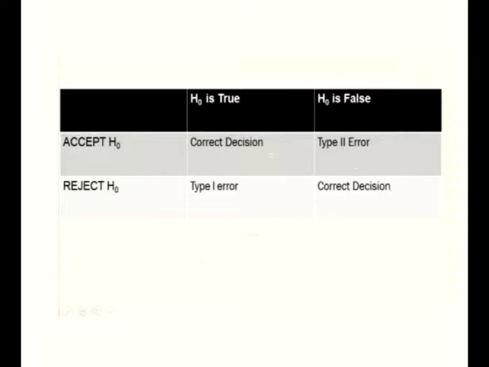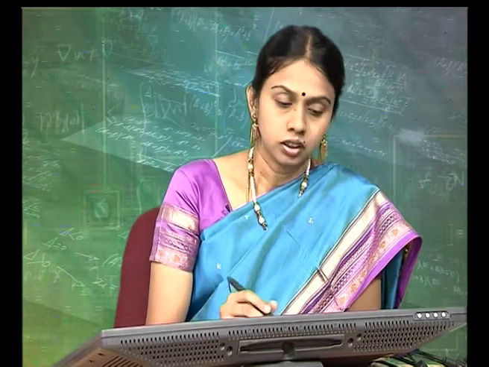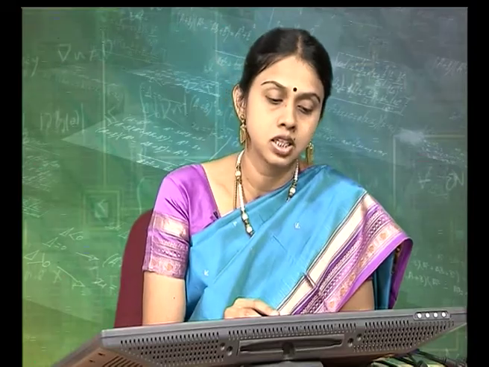And this tabular column tells you where the type 1 and type 2 error occurs and where is the correct decision. That is, accepting H naught when H naught is true is called correct decision, and accepting H naught when it is false is called type 2 error. Rejecting H naught when H naught is true is type 1 error, and rejecting H naught when H naught is false is correct decision.